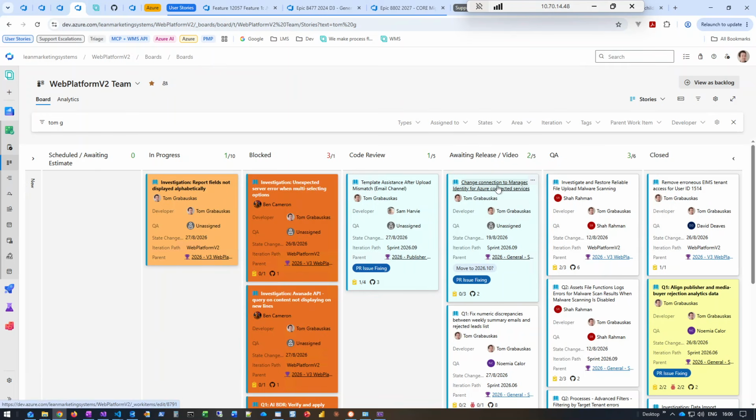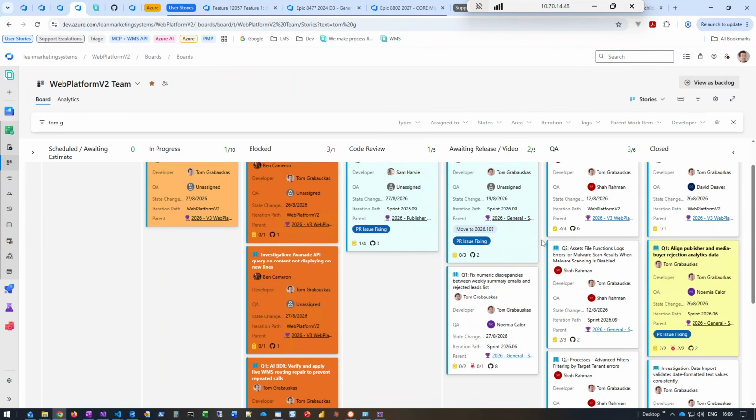This work to manage identities for Azure security. I think I've mentioned this for quite a few weeks now. Still haven't got around to properly implementing this, as there have been other priorities.